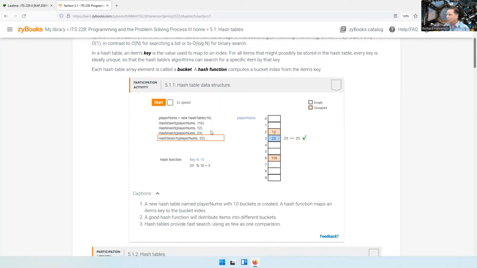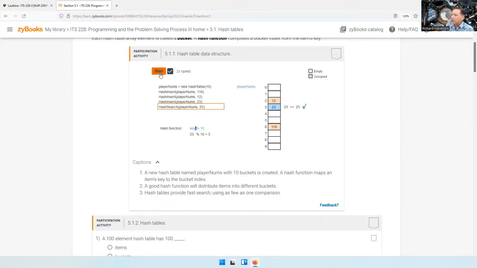So here's a little example of a hash table and a structure. It looks like we have 10 slots, and we're storing these numbers. We're going to use modulo 10. The hash function is the key mod 10, and that gives us a number, and that's where we're going to store it. And if there's a collision, then we are going to have to do something about that. So let's see this work.